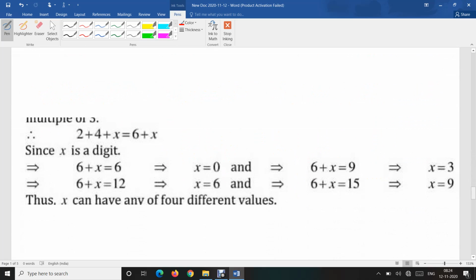Here it is. 24x is a multiple of 3. Therefore, according to the divisibility rule, the sum of all the digits should be a multiple of 3. So from here, the sum of digits is 6 plus x. Now x is a digit. That means x can vary from 0 to 9. x can be anything from 0 to 9. You have to just use the hit and try method.